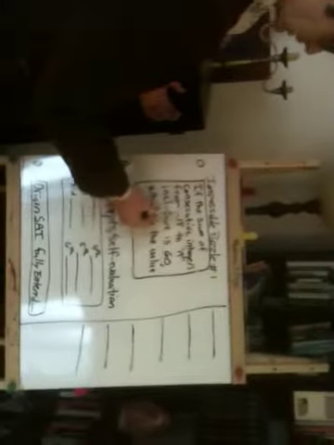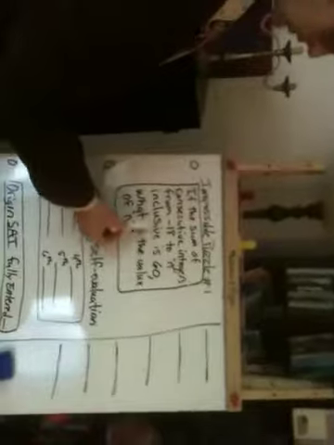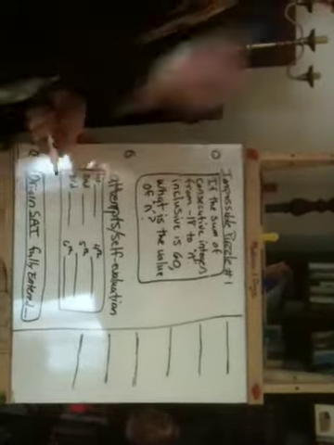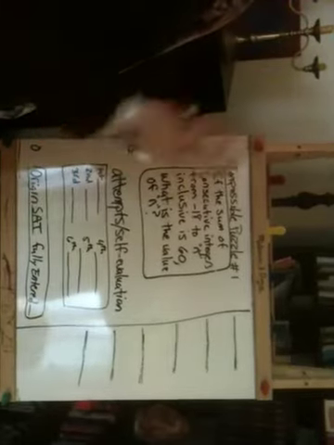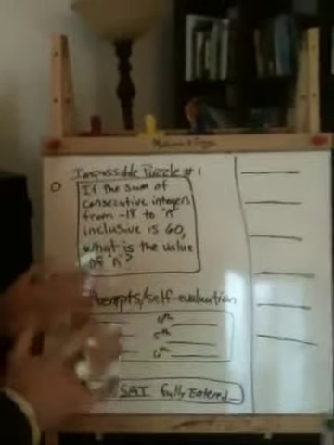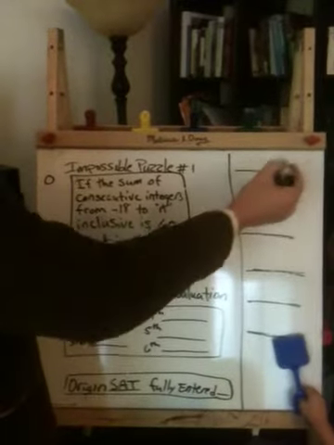This one, for instance, says, if the sum of consecutive integers from negative 18 to n, inclusive, is 60, what is the value of n? Now you may be thinking, I have no idea what that means. It sounds like gibberish. That's okay, don't cry. Instead, slowly work your way through the problem and write your questions down on this side of the paper.